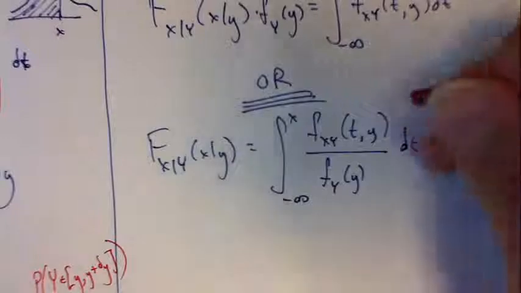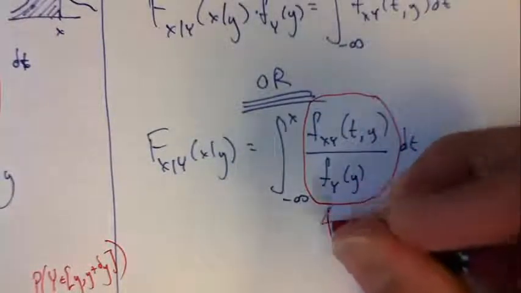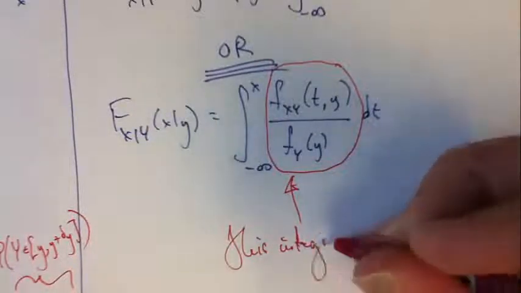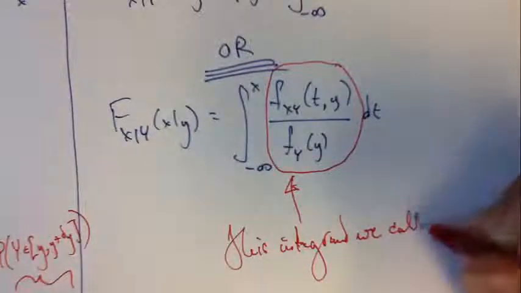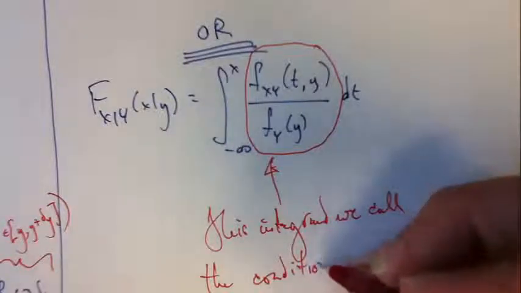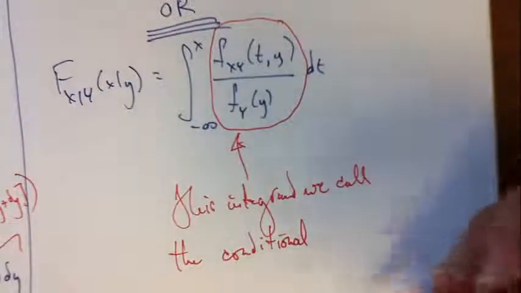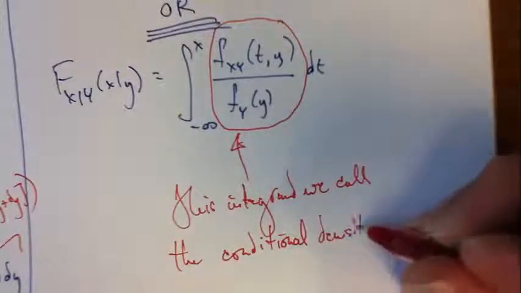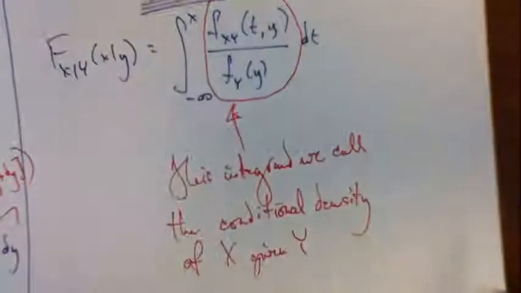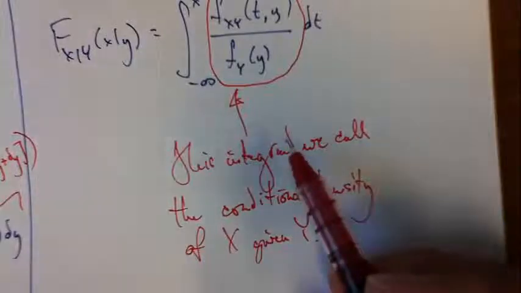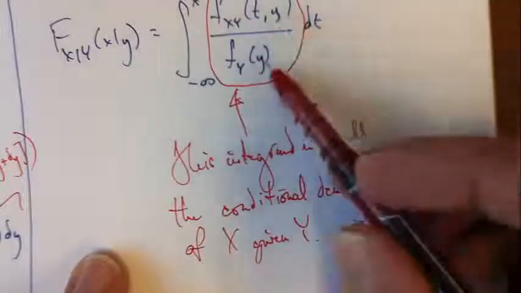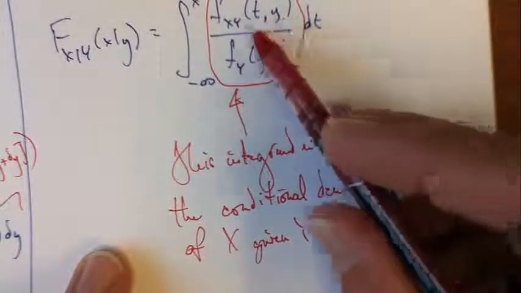And so what is this? This is what we're after here. This is what we'll call this integrand here. We call the conditional density of X given Y. Okay. Good. Notice that it is in fact a function of x and y, or in this case, t and y. Okay, it doesn't matter what you call the variables, but these are right.